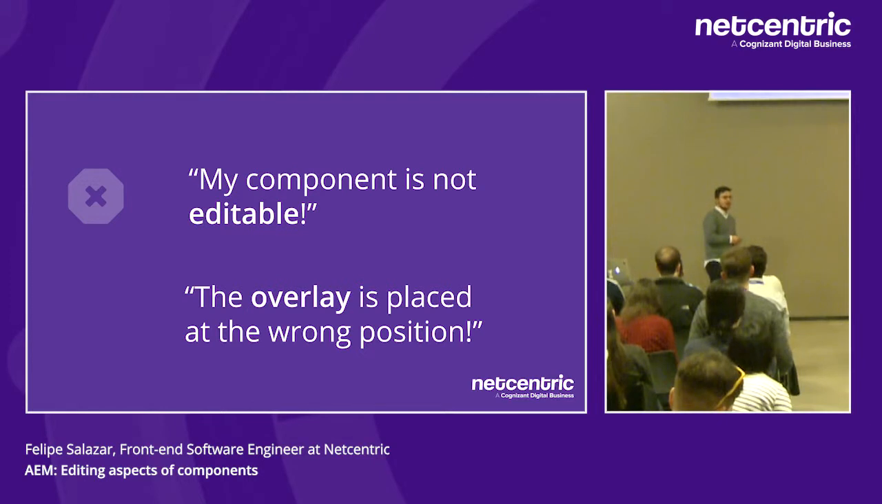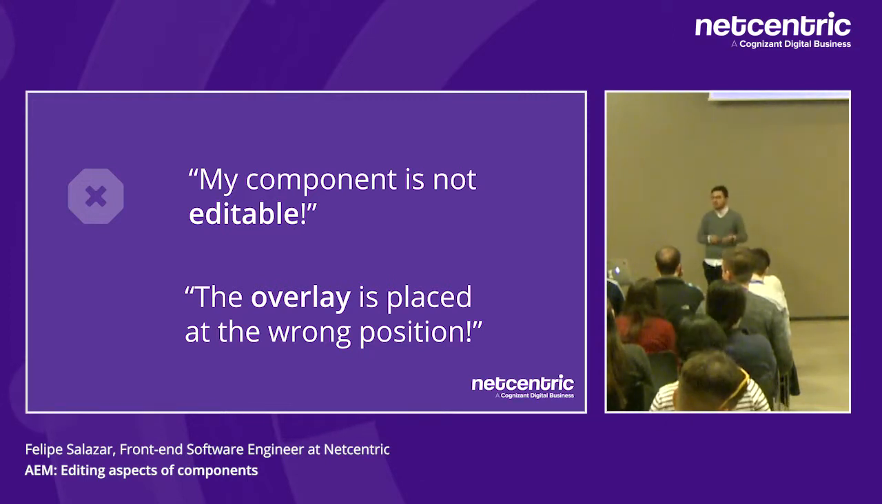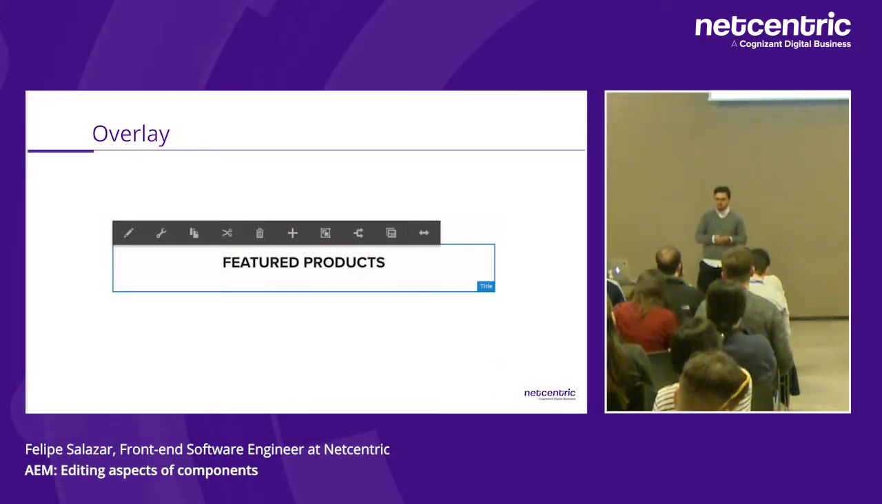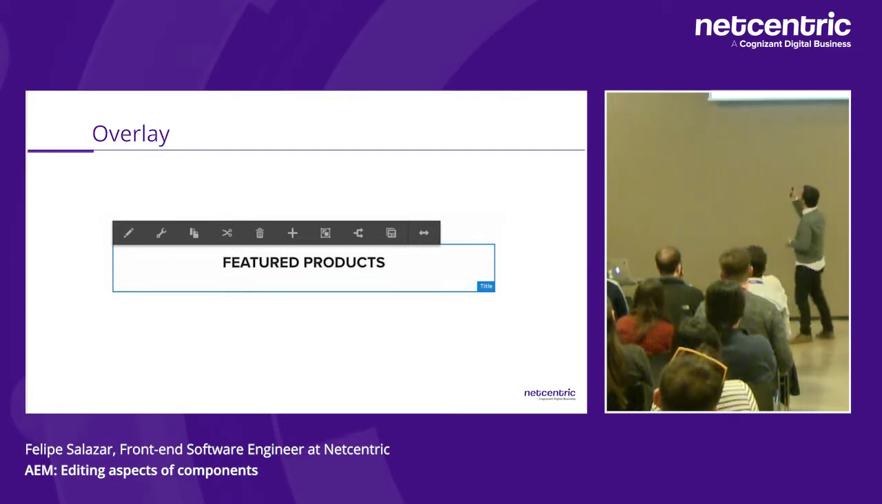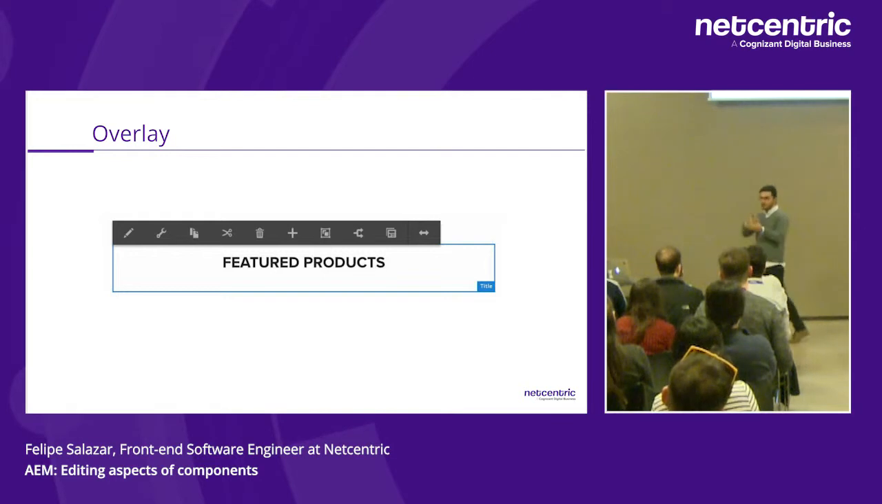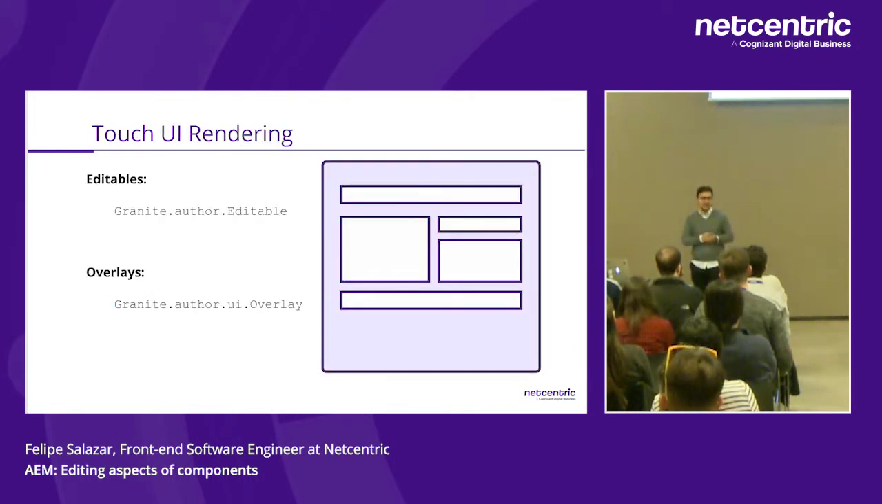Okay, so in order to solve this issue, we need to first understand how the Touch UI rendering works and what the elements relevant to it are. First, the overlay. Does everybody know what the overlay is? No, anybody? Okay. Well, the overlay is this blue square over your component that allows you to edit the information or the content of the component. Okay, so let's see how AEM creates these overlays.